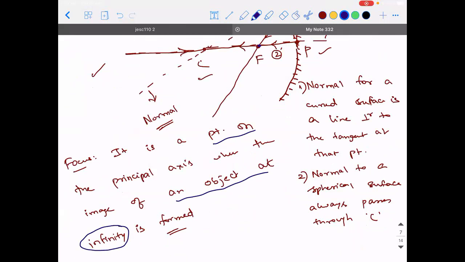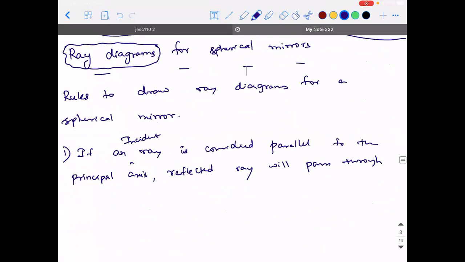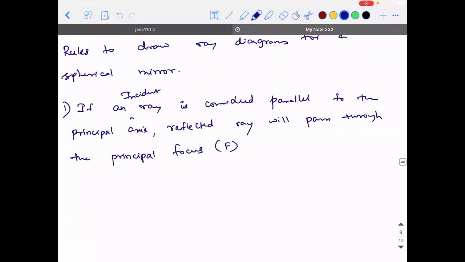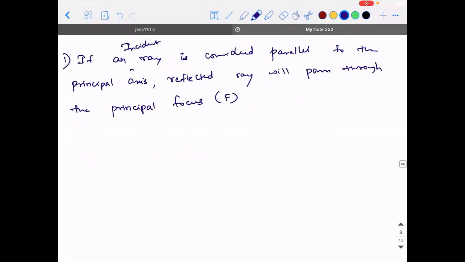So whenever you take a ray parallel to the principal axis, the image is formed at which point? Principal focus. Guys, am I clear or not? Is there any confusion? Now I'm going to draw this diagram for a concave as well as a convex mirror. Okay. As I told you in the previous class, you need to ensure that the reflecting surfaces are always in the left side direction.